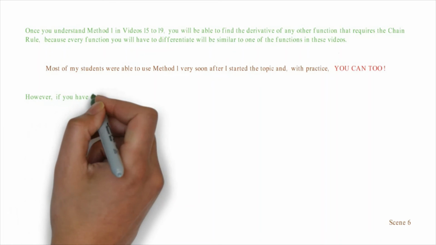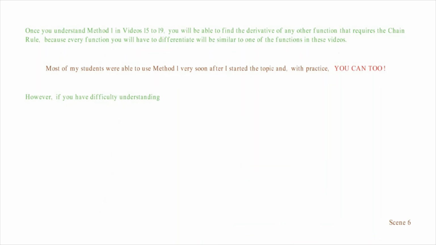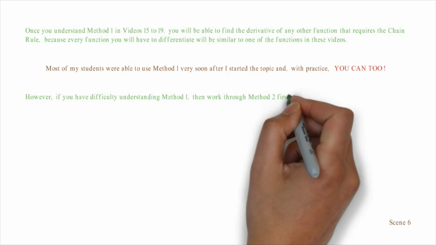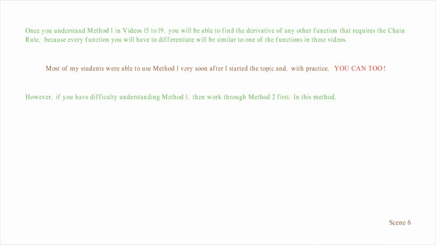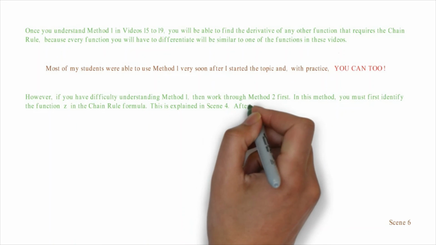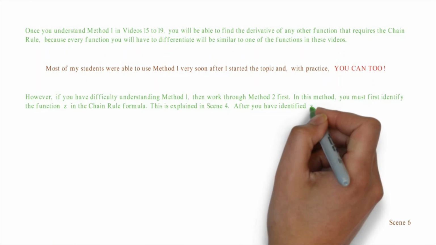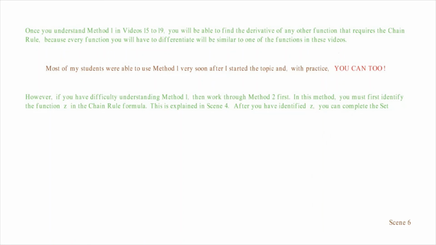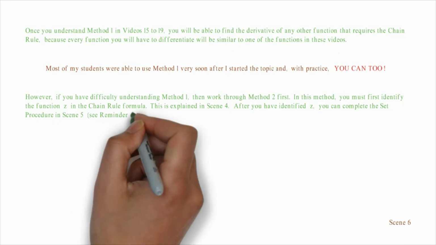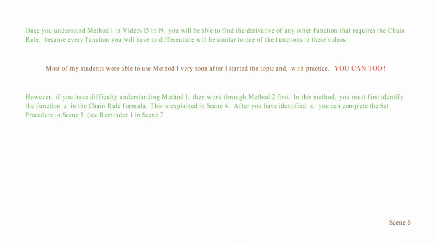However, if you have difficulty understanding method 1, then work through method 2 first. In this method, you must first identify the function z in the chain rule formula. This is explained in scene 4. After you have identified z, you can complete the set procedure in scene 5. See reminder 1 in scene 7.